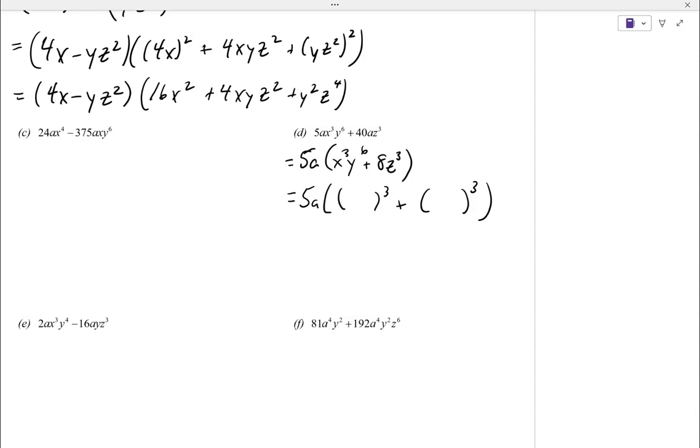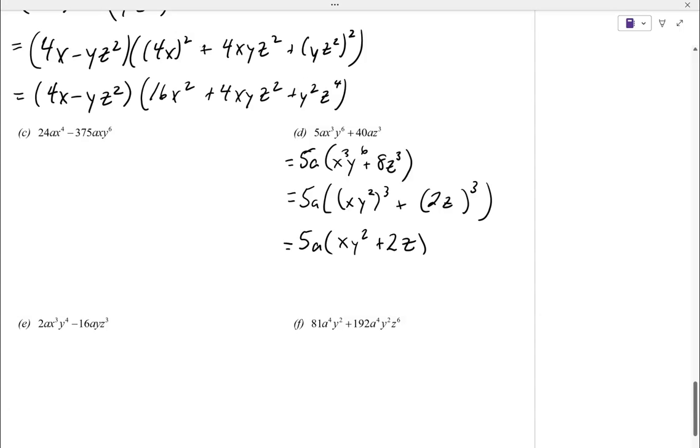What do you cube to get x cubed? x, good. What do you cube to get y to the 6th? y squared, just like the previous example, right? That's why I said that this D was a lot like the previous one. Okay. What do we cube to get 8z cubed? 2z, right? Yep, good. Now using our sum of two cubes formula, how does this factor? Good.